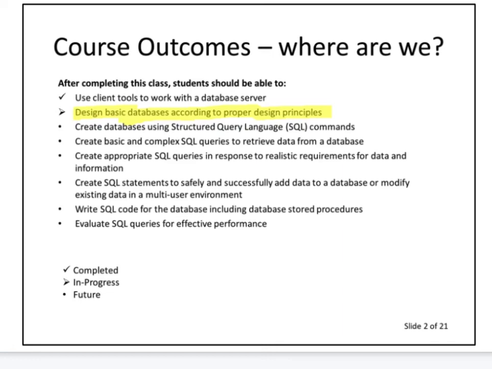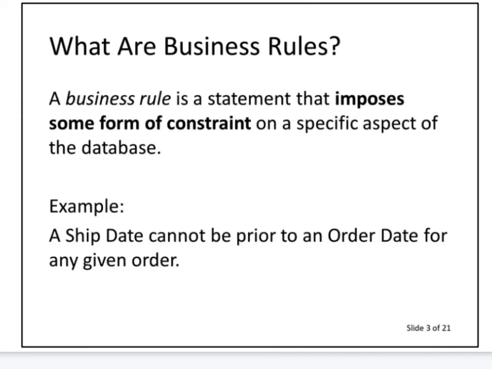And we are still working on database design. A business rule is a statement that imposes some form of constraint on a specific aspect of the database. An example would be a ship date cannot be prior to an order date for any given order. That makes sense. Why would you ship something unless someone ordered it?